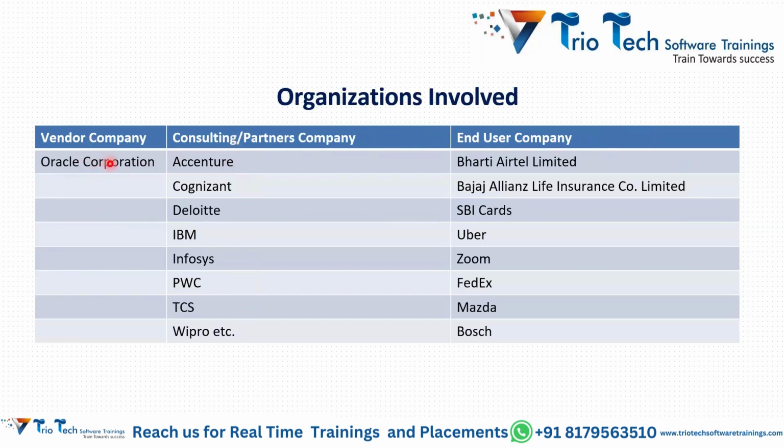So the vendor company, of course, is Oracle Corporation, since the product is developed by Oracle. Along with being the vendor company, it also acts as a consulting or partner company, where it has a dedicated company involved in Oracle consulting, which actually implements the product on behalf of the end user companies. Some of the big names we have here: Accenture is involved in the consulting. We have Cognizant, Deloitte, IBM, Infosys, PwC, TCS, Wipro, etc.